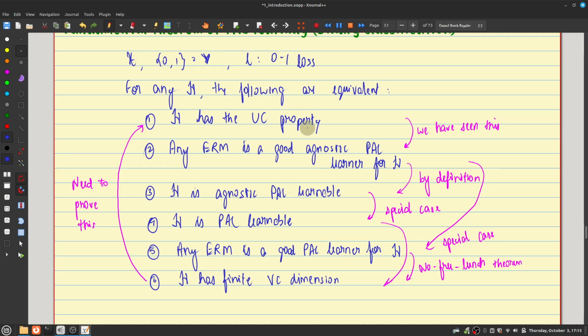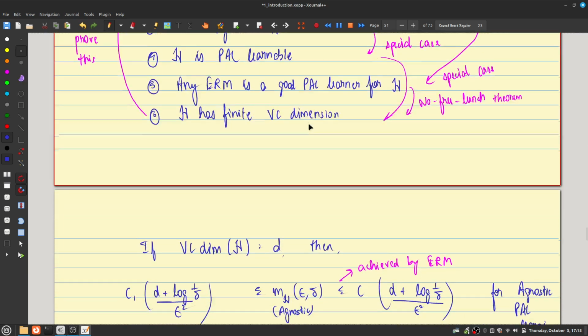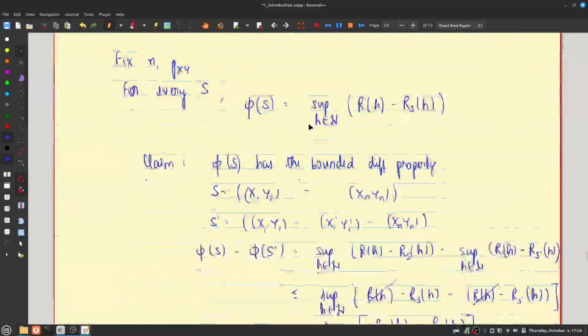Question? Yeah, ERM is agnostic PAC. I mean, basically, if it has uniform convergence, then the empirical risk is arbitrarily close to the generalization error. So the one that minimizes the empirical risk is going to have a generalization error which is within epsilon by 2 of the true generalization error, and therefore within an epsilon of the best possible generalization error. Right? Okay, great.